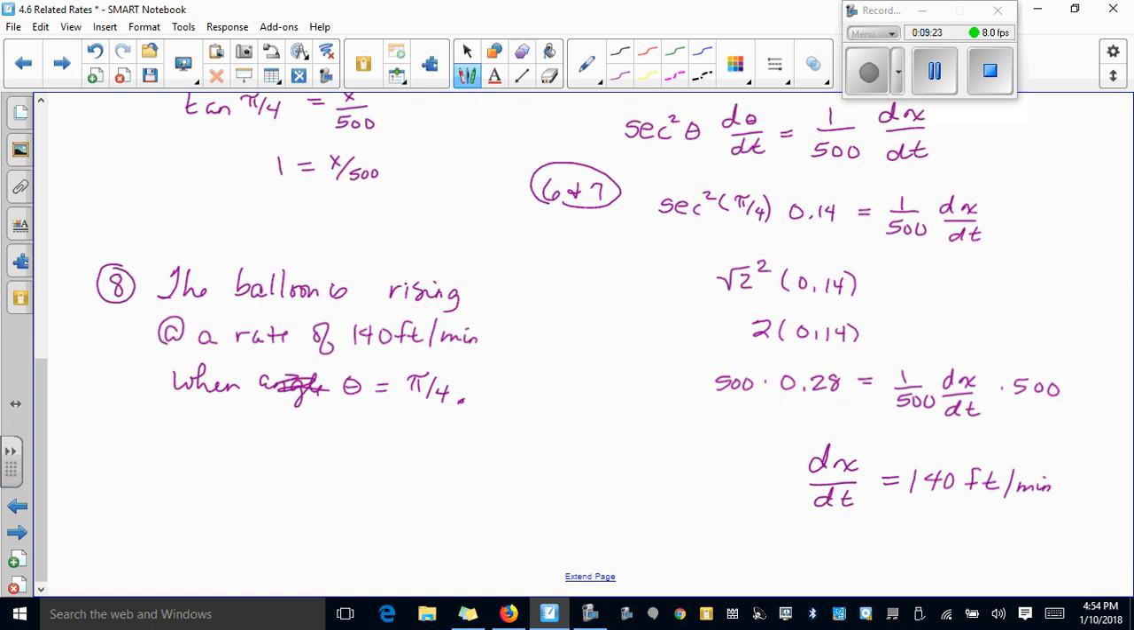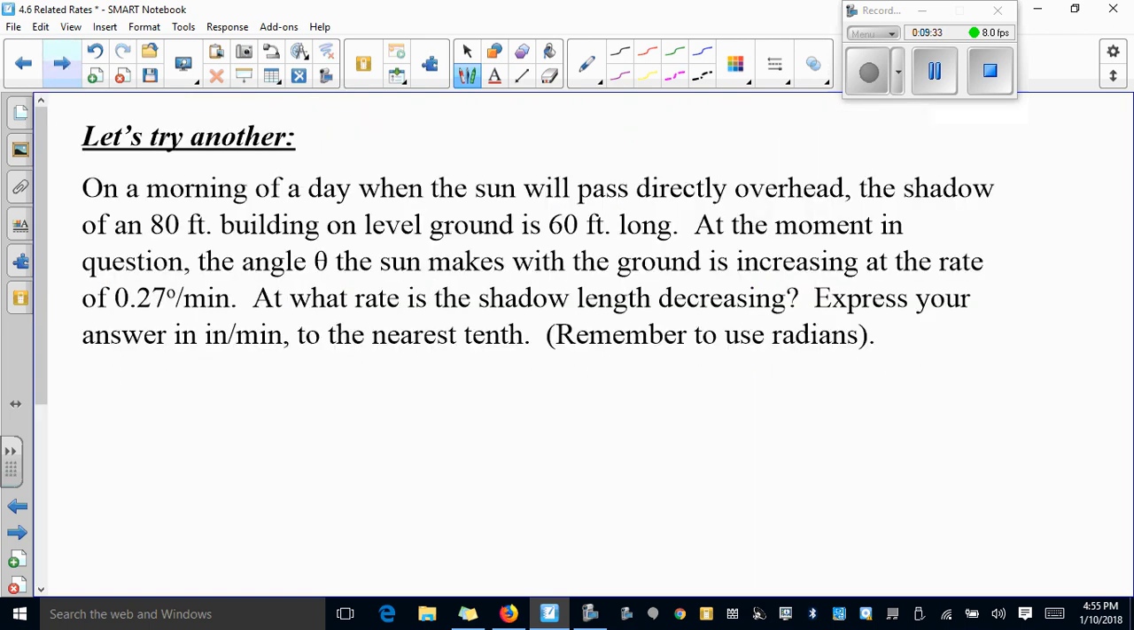On a morning of a day when the sun will pass directly overhead, the shadow of an 80-foot building on level ground is 60 feet long. At the moment in question, the angle theta the sun makes with the ground is increasing at a rate of 0.27 degrees per minute. At what rate is the shadow length decreasing? Express your answer in inches per minute to the nearest tenth.